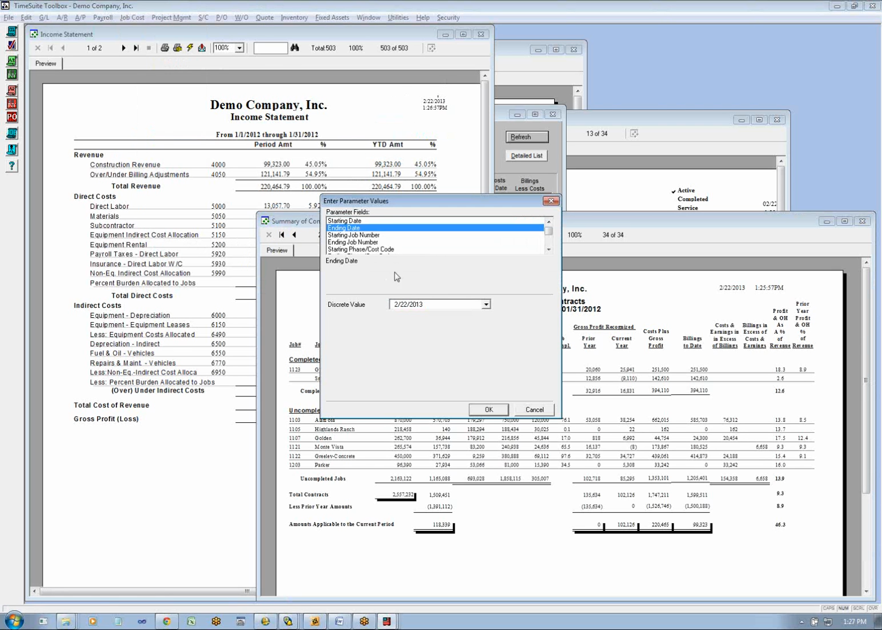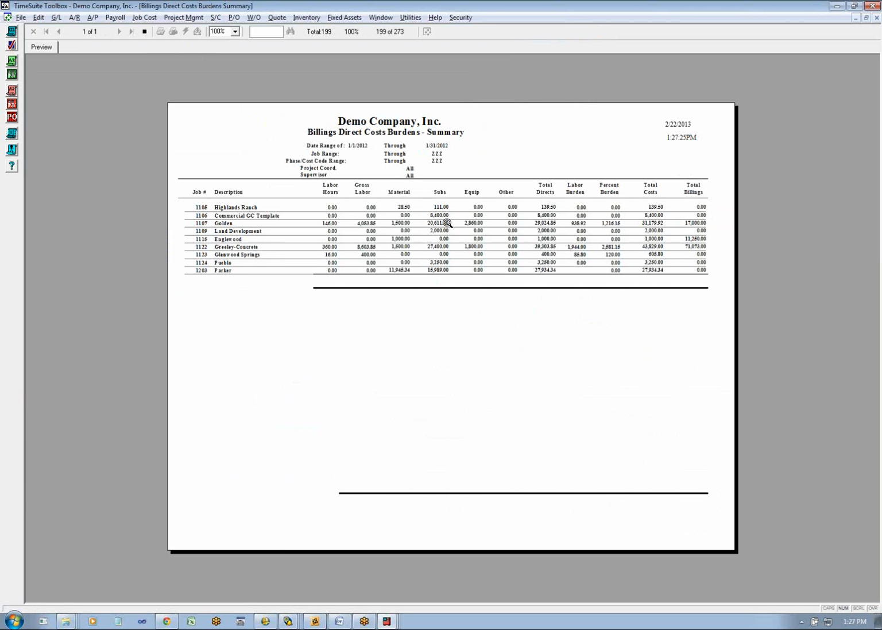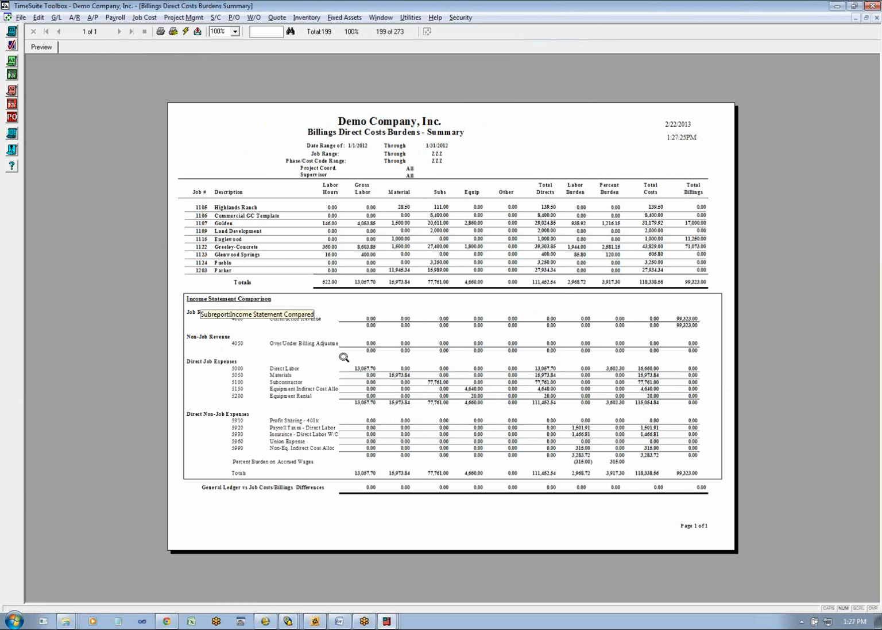You do it from the beginning of your fiscal year, not your period, to 1/31/2012, the end of your cutoff period, and it prints your jobs, and then it prints your income statement recap. It breaks the income statement recap out by labor, sub, equipment, other, and at the very bottom, it gives you your general ledger versus job cost billing differences.